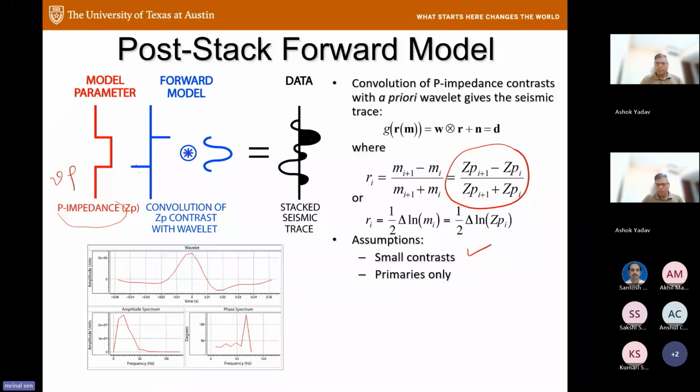And we can look at the wavelet amplitude and phase spectrum to see what kind of wavelets you have. And then, of course, iteratively, we try to match our post-stack traces with our synthetic to get our acoustic impedance model.